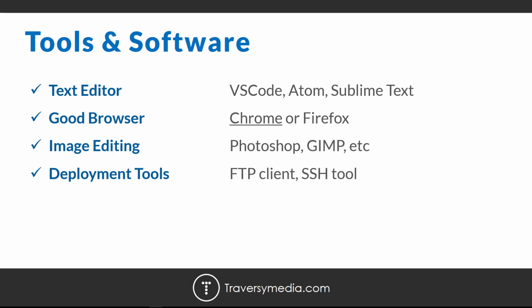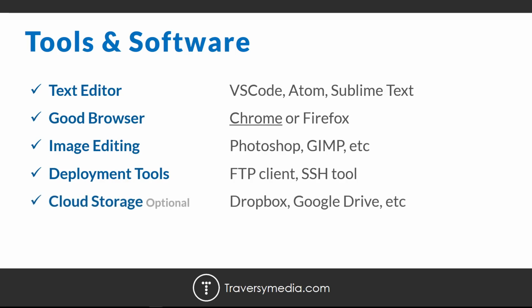So deployment tools, this is definitely something you don't need right now if you're just starting out, but you will eventually need an FTP client to upload to your host, especially if you're using a shared host. An SSH tool, if you're on Windows, you'll probably work with PuTTY. If you're on Mac or Linux, you can simply use the SSH command. It's just a way to interact with your server and deploy applications. Now, cloud storage, this is something that is definitely optional, but something I'd recommend because I like to have my code available from everywhere, from all my computers.